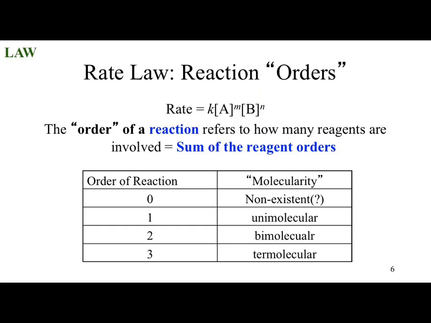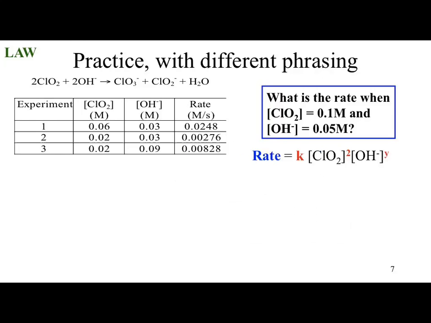Other questions? Okay. So when we go back to this question, we can go through and attempt to solve it the rest of the way. We figured out what X was in that previous example. So ClO2 had what order? 2, or second order. Okay. If we want to find the overall rate, we need to then solve for what Y is.